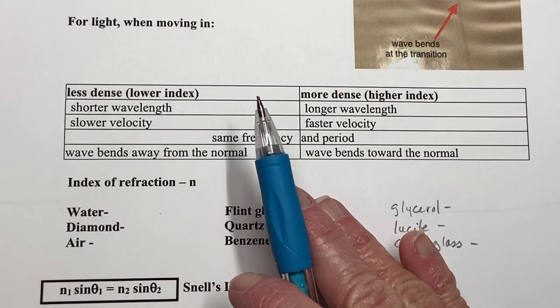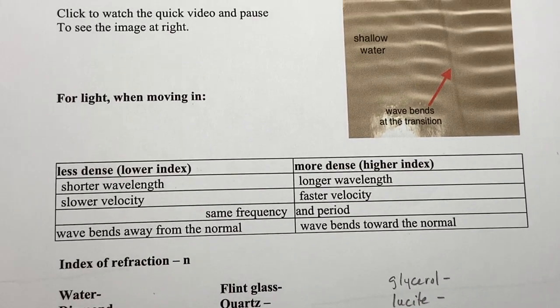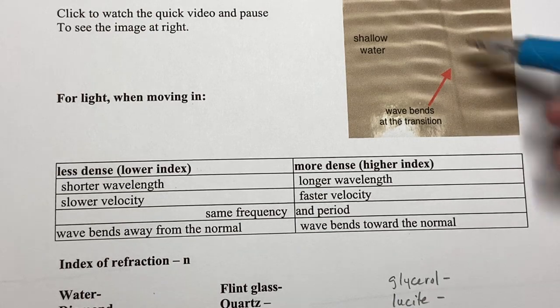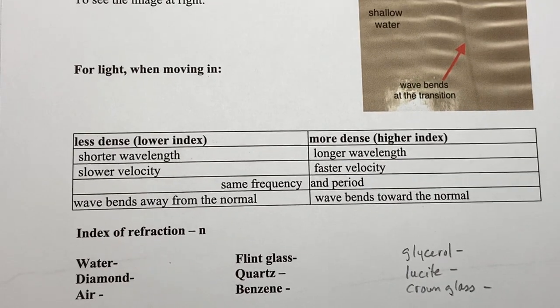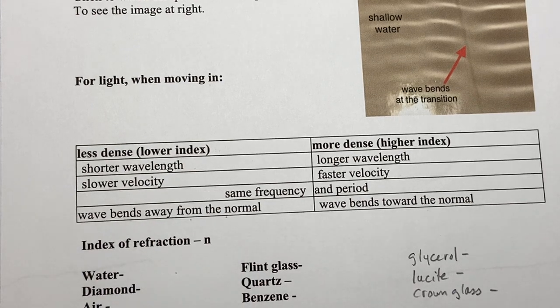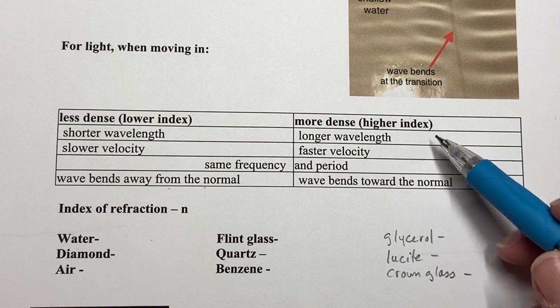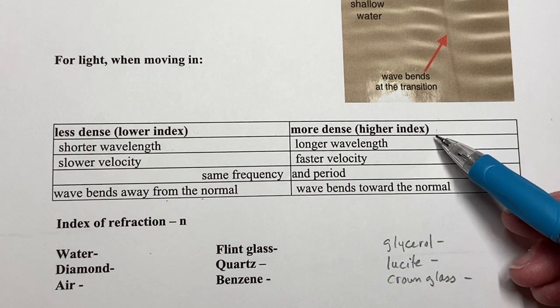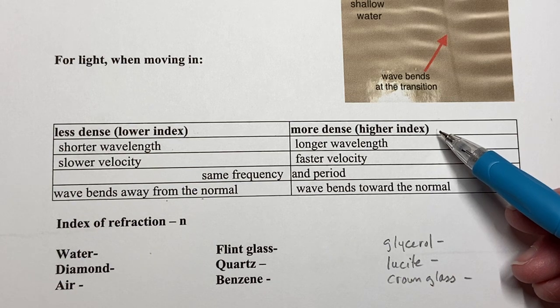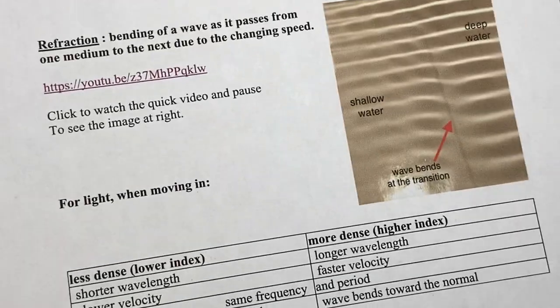One thing that doesn't change for any wave is the frequency and the period. The amount of waves, again, is shown in the water. These are still the same number of waves, even though they're bent. The wave numbers don't change. And waves bend away from the normal, which I'll show when we do our pictures. And then everything reverses when we are in a higher density, when we go into something like diamond or glass or lucite. So let me move this paper here, it's going to bother me a little bit.